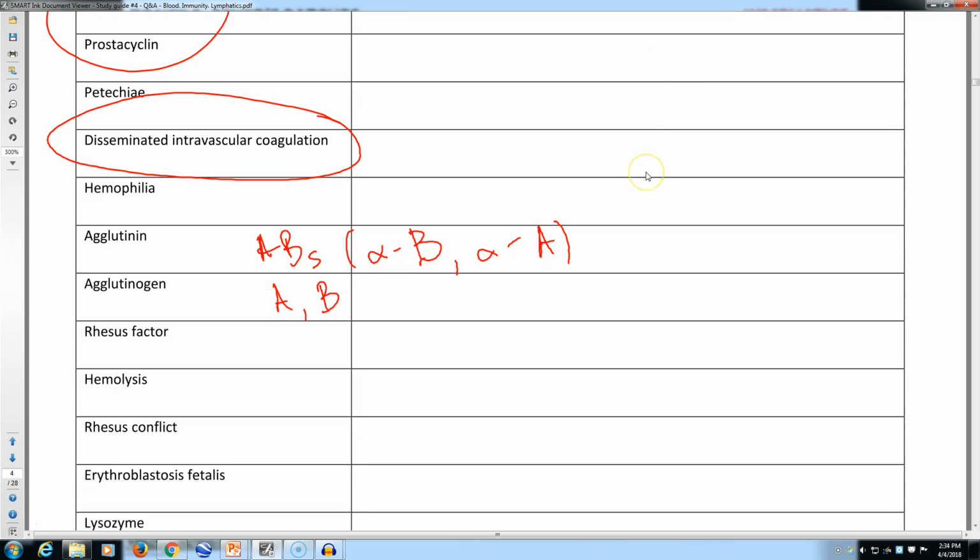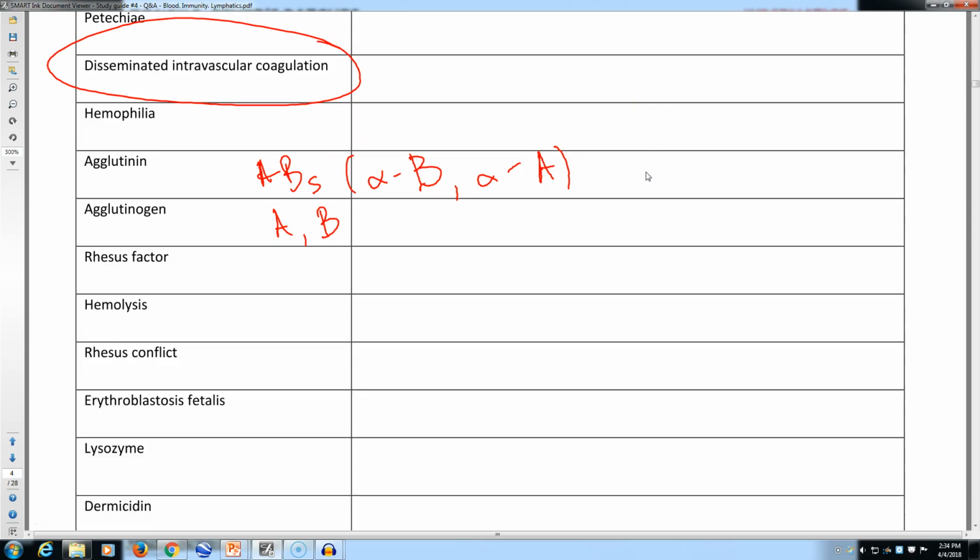Hemolysis, breakdown of red blood cells. Rhesus conflict. For rhesus conflict, you saw the question today about rhesus. Know the mechanism. And erythroblastosis fetalis is the condition that can stem from the rhesus conflict. That's it.